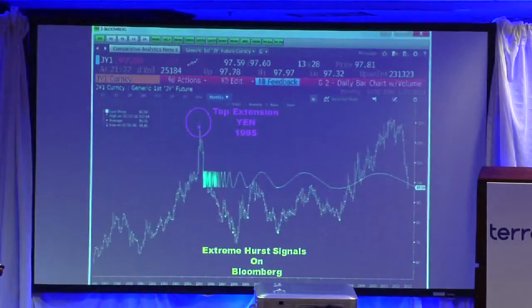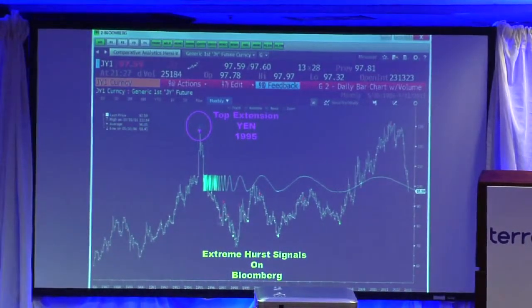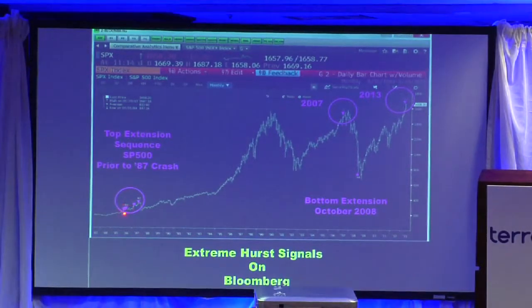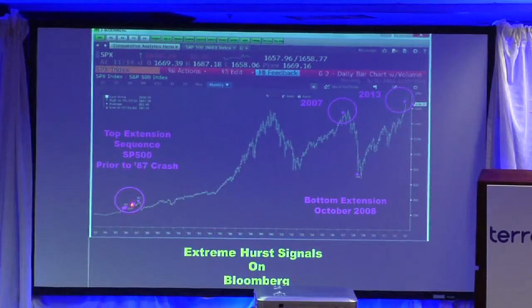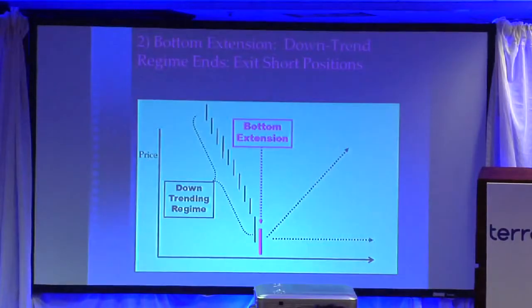So there was a top extension signal in the yen in 1995. There was a sequence of top extension signals prior to the 1987 crash, although some of them came more than a year before the crash. There was one right before the market peaked out in 2007, and one occurred just at the end of May. There was also a bottom extension signal in October 2008. The bottom extension is the second type of extreme Hurst signal, and it comes after a period of extreme downtrending behavior.